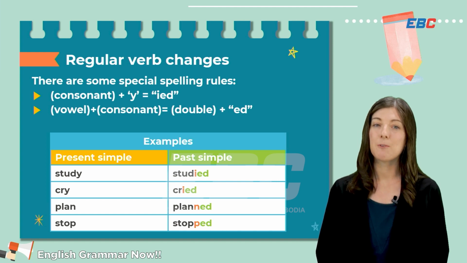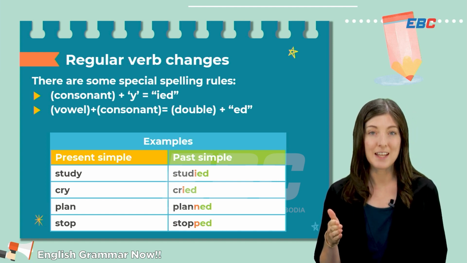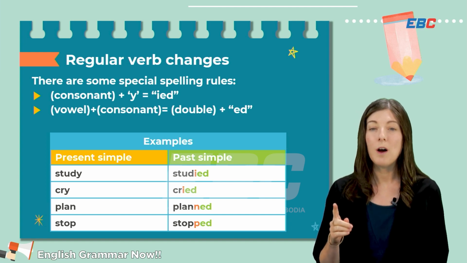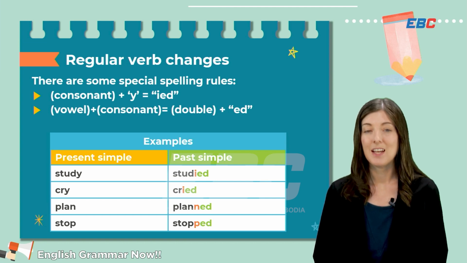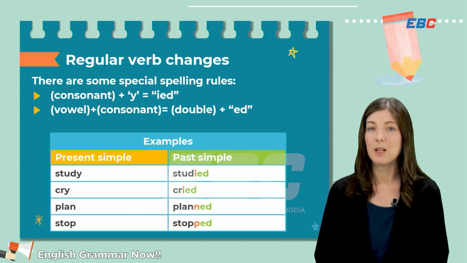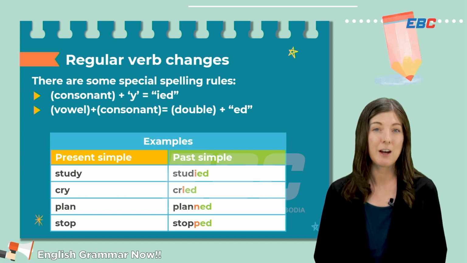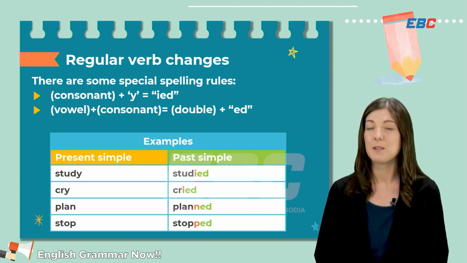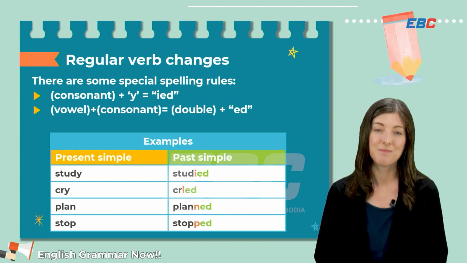And when we have a verb that ends with a vowel and then a consonant at the end, we add one more of the same consonant before we add ed. So a verb like plan will become planned. Stop will become stopped. The sound is the same, even though we have two consonants, but it's important that we spell these verbs correctly in the past tense.